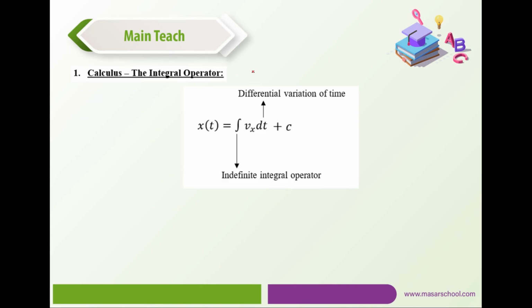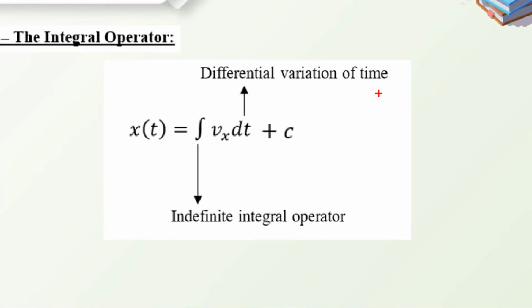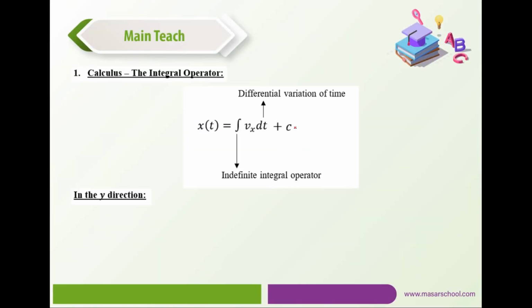So dt would represent the differential variation of time. So dt is t final minus t initial, which is basically similar to delta t, but this variation is so small it tends to zero. For this reason it's represented by a small d. Now that would be the indefinite integral operator, and c is the constant.